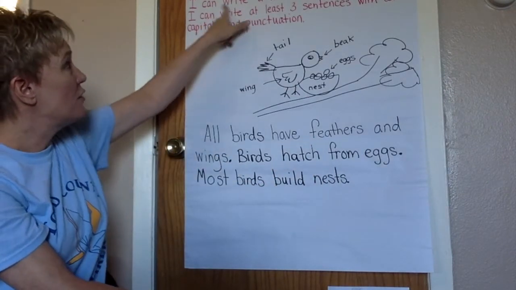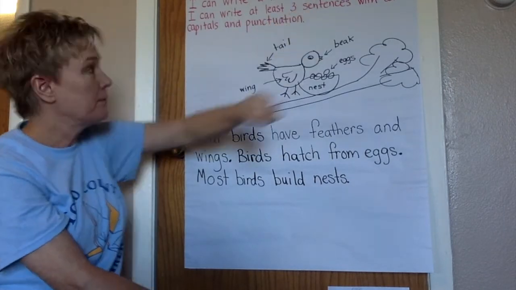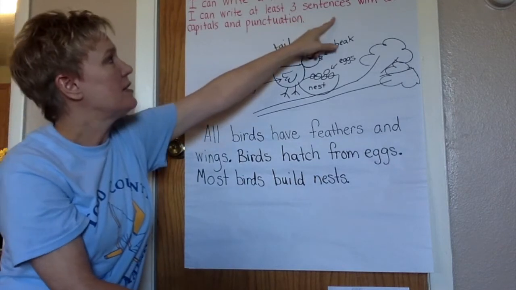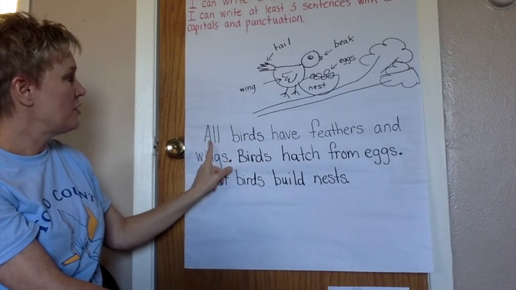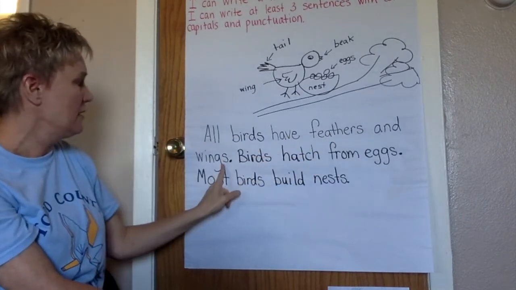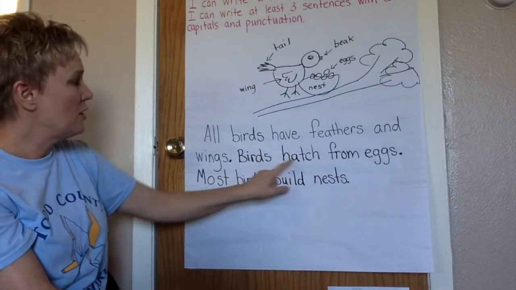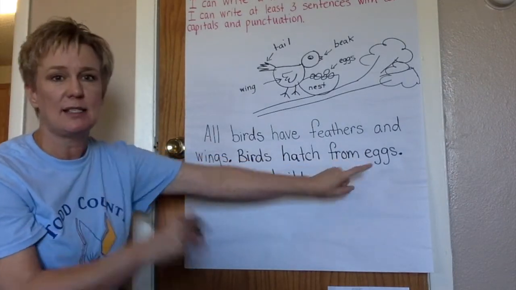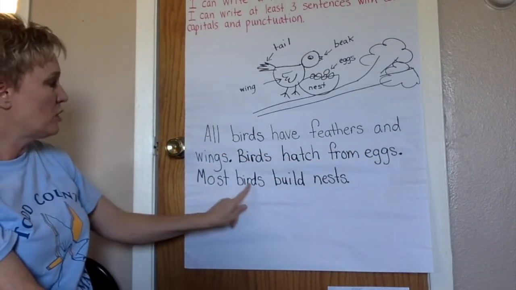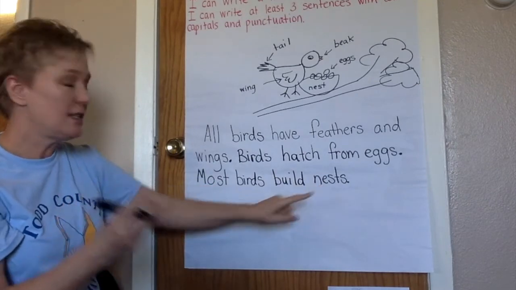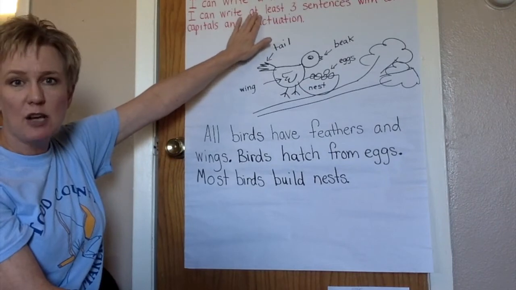Let's go up and look. Did we write a nonfiction text or did we write facts about birds? We sure did. Did we write at least 3 sentences with correct capitals and punctuation? Let's go down and check. Our first sentence, all birds have feathers and wings. Do we have a capital letter and a period? We sure do. Birds hatch from eggs. That's our second sentence. We have a capital letter and a period. Most birds build nests. That's 3 sentences. We have a capital letter and we have a period. So we finished our job today.